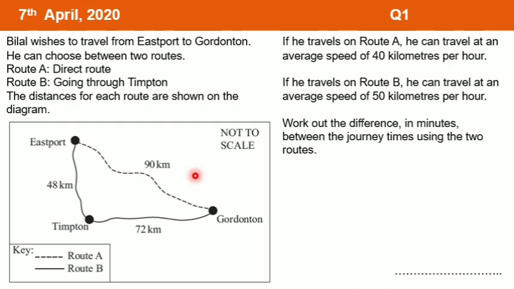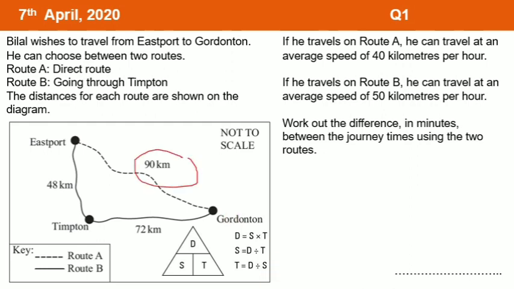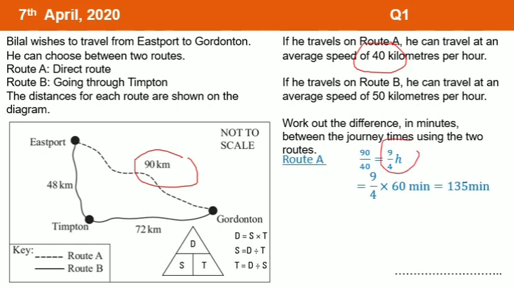Time taken is distance divided by speed, right? So we need to find the distance using road A first. The distance is 90 km. What about the speed? The speed will be 40 km per hour. So the time taken will be 90 divided by 40, which is 9/4 hours. Because the question asks in minutes, we need to change it into minutes, right? So we multiply it by 60, and the answer will be 135 minutes.